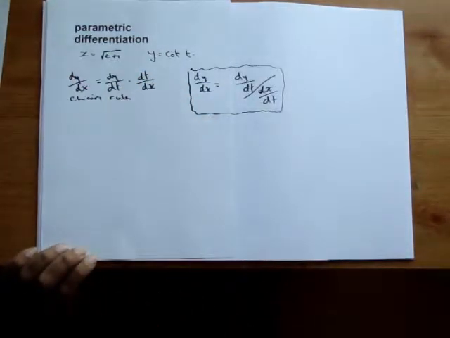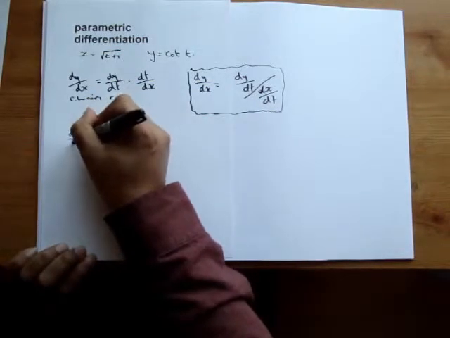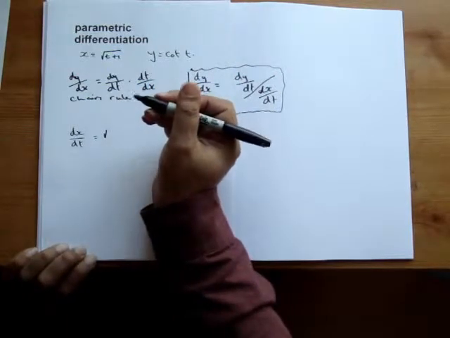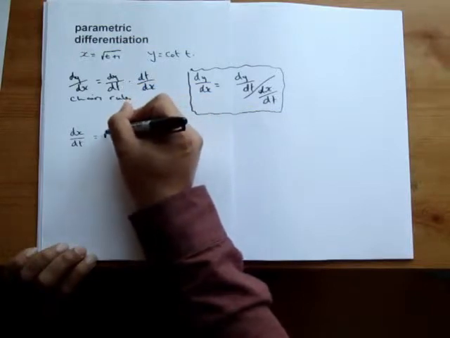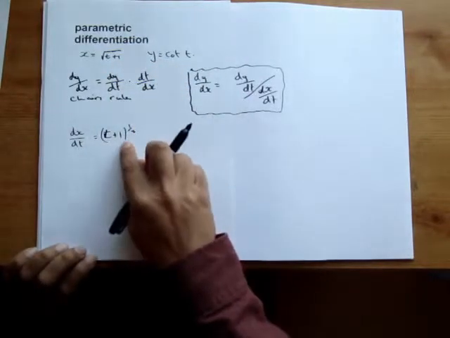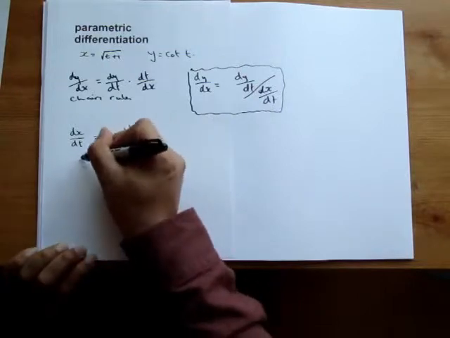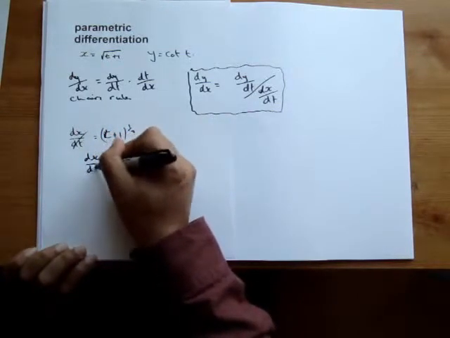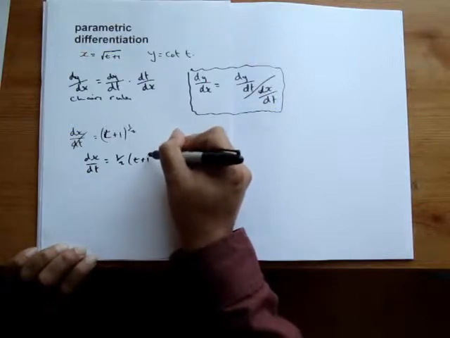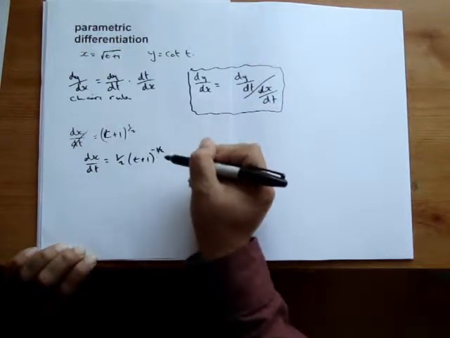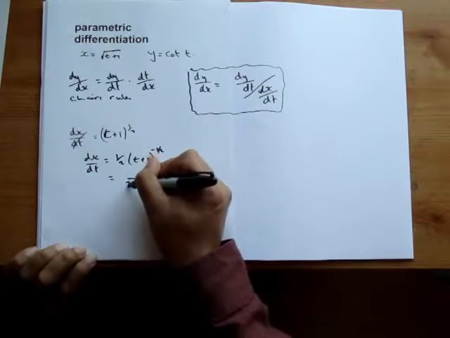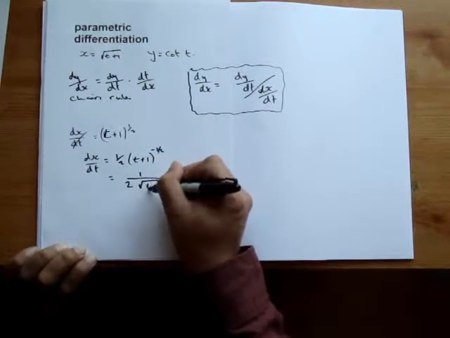So for x equals square root of t plus 1, that's rearranging square root t plus 1 to something that we can differentiate, which becomes t plus 1 to the half. So let's do that. dx by dt then becomes a half t plus 1 to the minus half, and if we rearrange that, that becomes 1 over 2 square root of t plus 1.